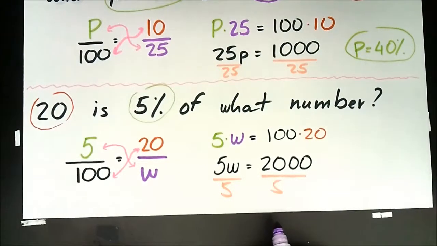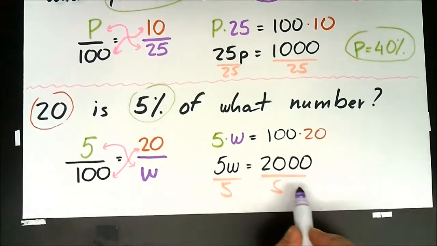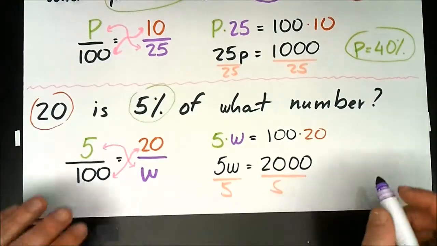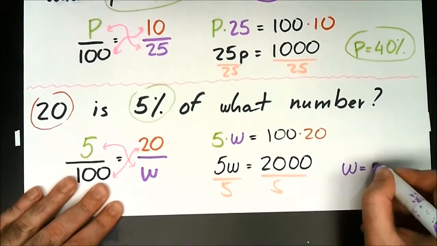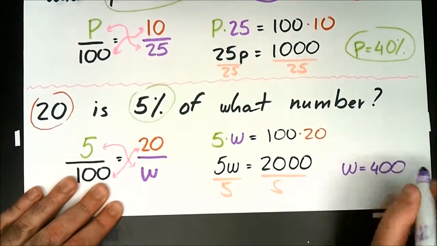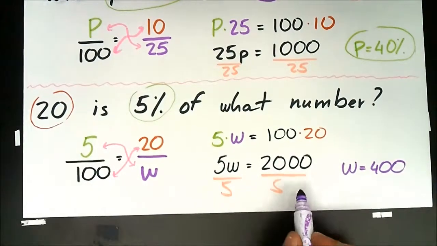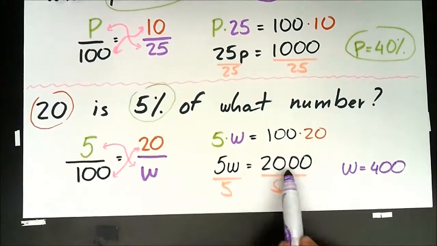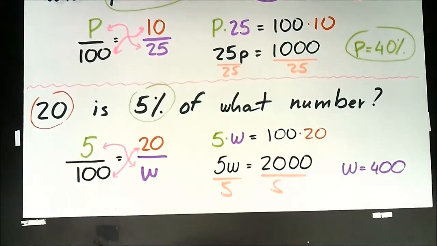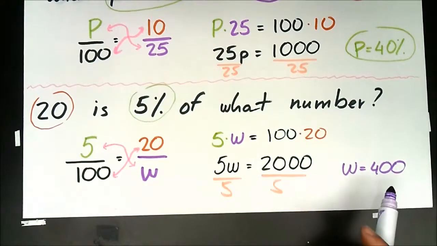5 divided by 20 is simply 4. I just add the 2 zeros right after that. So W, or the whole, in this case is 400. Once again, this is how I work out problems like this. 5 divided by 20 is 4, and these 2 zeros just get added in. So the whole is 400.